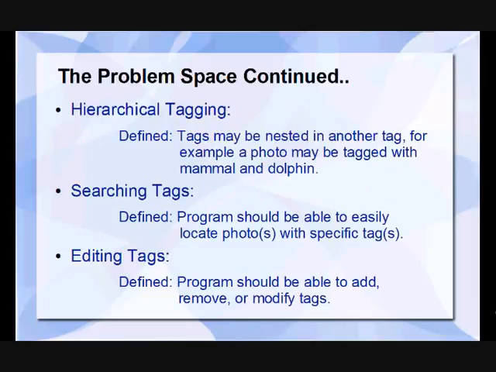Hierarchical tagging. This was defined as tags that are nested in other tags. For example, a photo may be tagged with mammal as well as dolphin, which is more specific. Searching tags was where the program or interface should be able to easily locate photos with specific tags. Lastly, editing tags was defined as the program or interface should be able to add, remove, or modify tags.